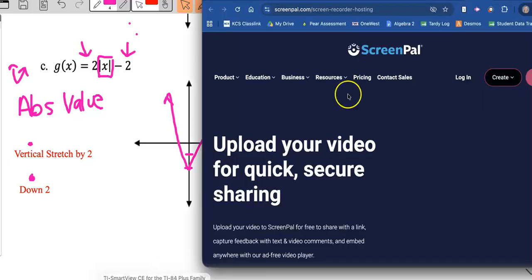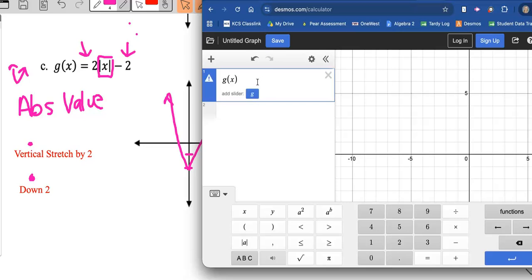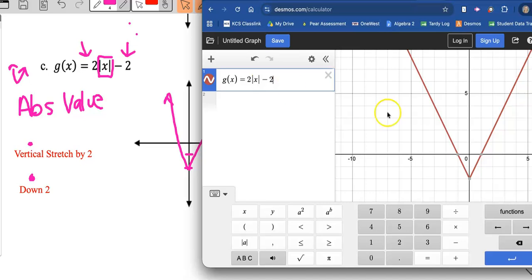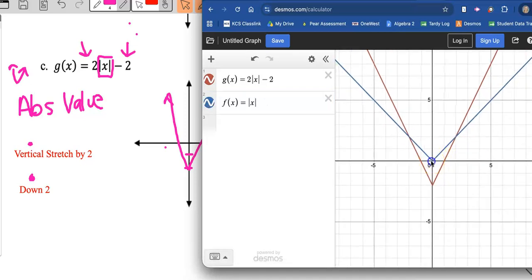If I show you guys in Desmos, let's do that. So here's my g of x. It was 2 times the absolute value of x, minus 2. So there's my answer. I can double check to see if it's right. Now again, if you wanted to compare it to your parent function, that is just the absolute value of x. The blue function is your parent one. It was shifted down, and then the red function is much narrower, therefore it was a vertical stretch.